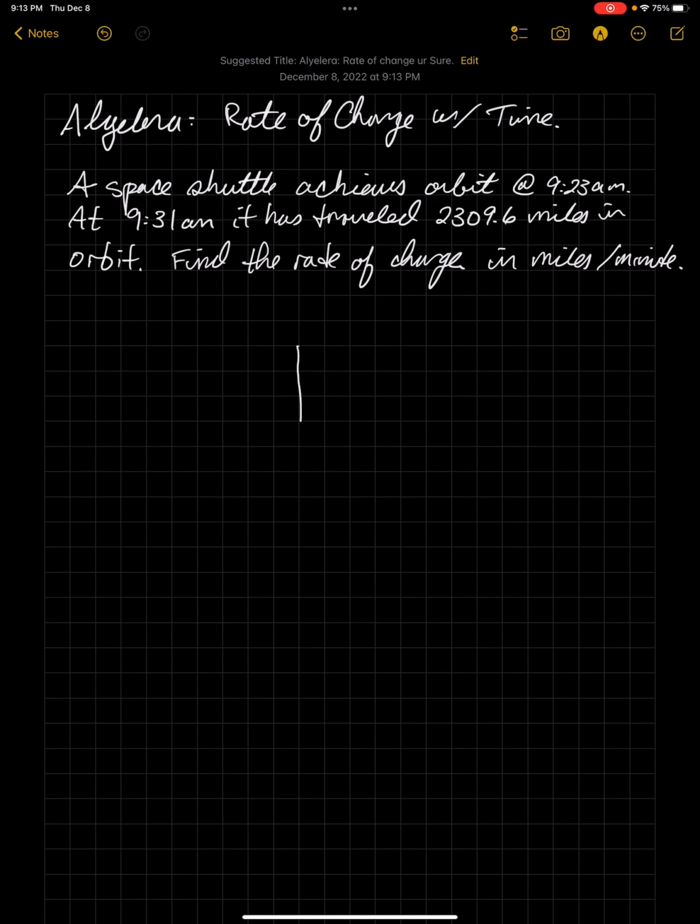So what we'll see is that this is basically an exercise in calculating the slope of a line. On the y-axis, we can write distance, and in this case, the distance is measured in miles. And on the x-axis, we can write time, which is measured in minutes.